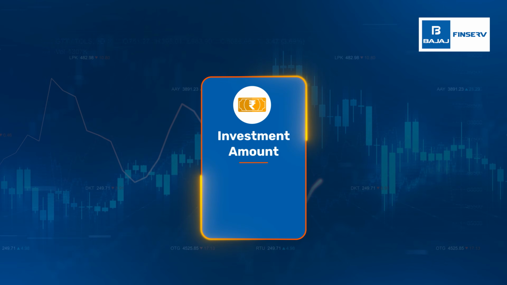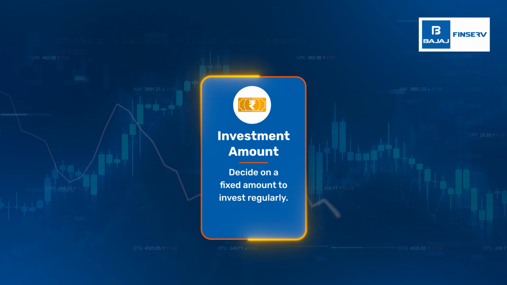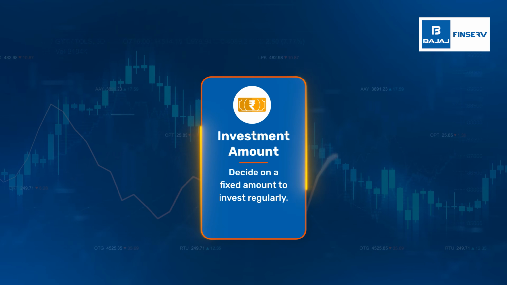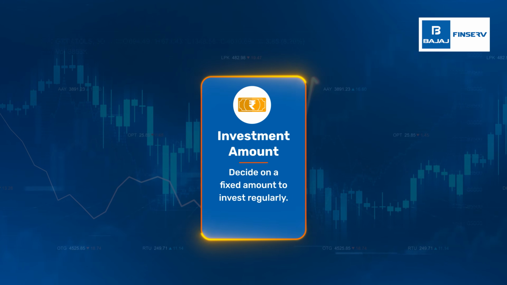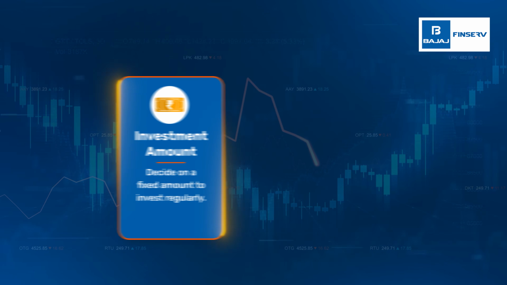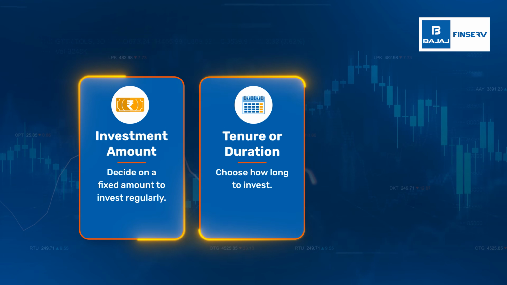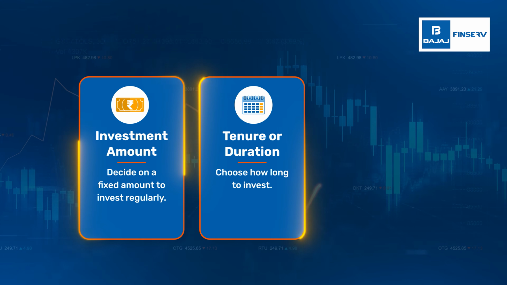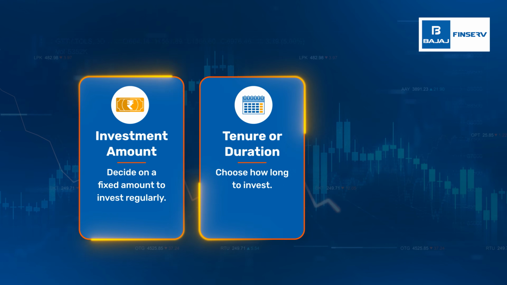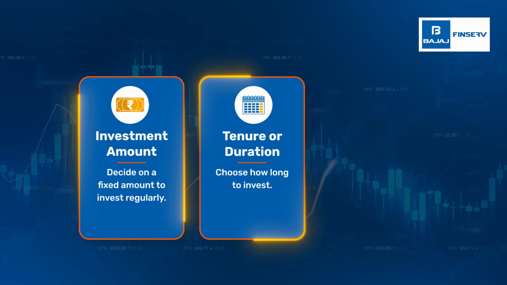Key parameters to input into the SIP calculator. To use an SIP calculator, you will need to input three main parameters. First, investment amount. Decide how much you want to invest regularly. This could be a fixed daily, weekly, monthly, or quarterly contribution. Second, tenure or duration. Set how long you want to invest. The longer the investment duration, the more time your money has to grow through the power of compounding.